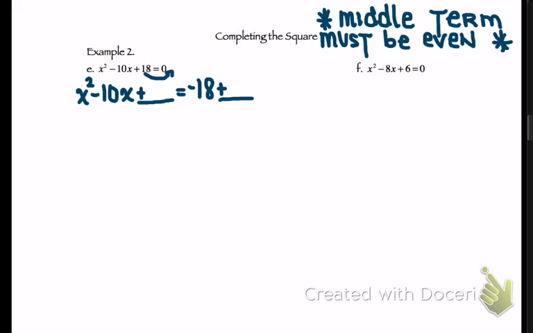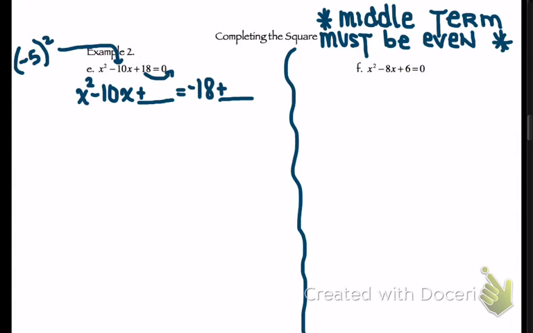To complete the square, what I do is I take half of the middle term. Okay, so completing the square, first thing I noticed was that the middle term was even. Second step, I moved that positive 18 to the other side. Third step, I'm going to take half of the middle term and square it. Half of negative 10 is negative 5. When I square that, that is the number I'm going to add to both sides. So now I have completed the square.